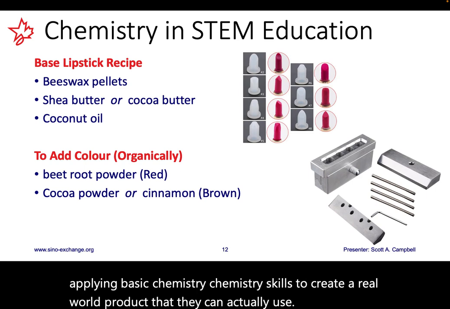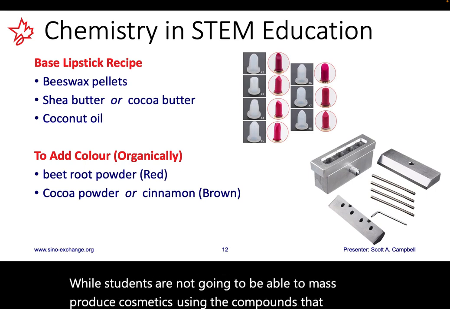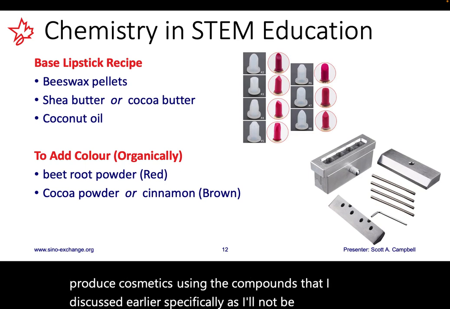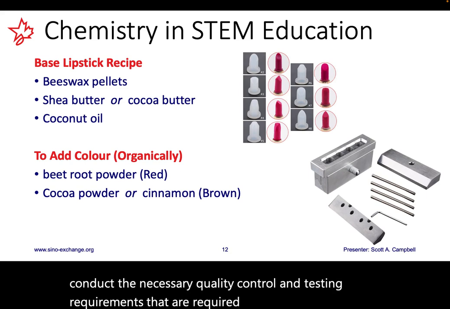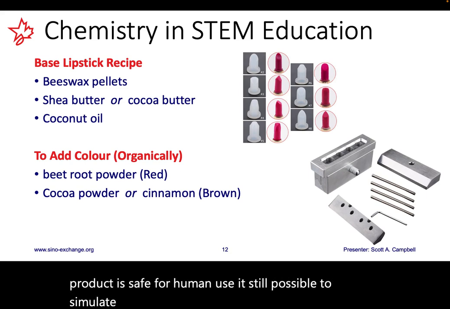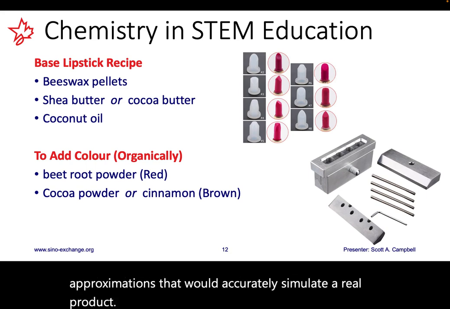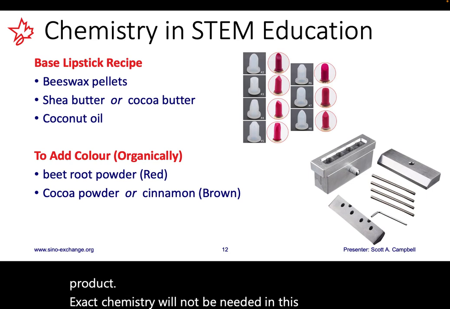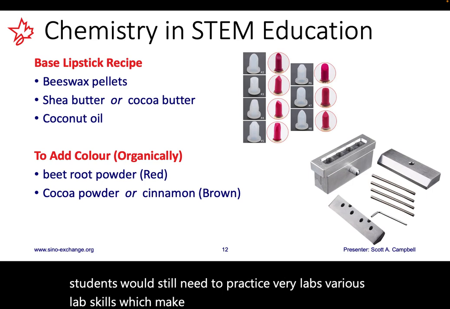Now, while students are not going to be able to mass-produce cosmetics using the compounds that I discussed earlier, specifically as they'll not be able to conduct the necessary quality control and testing requirements that are required to ensure the final product is safe for human use, it's still possible to simulate the big ideas by creating organic approximations that would accurately simulate a real product. While exact chemistry will not be needed in this example, students would still need to practice various lab skills, which make this kind of activity a great point of entry project for middle school students.